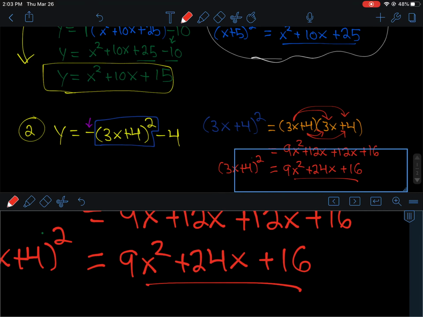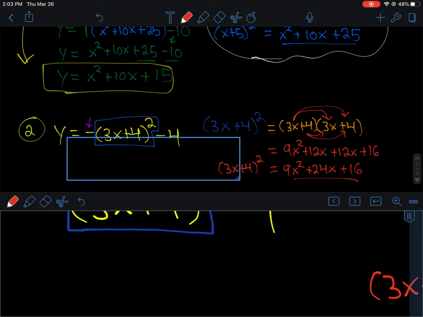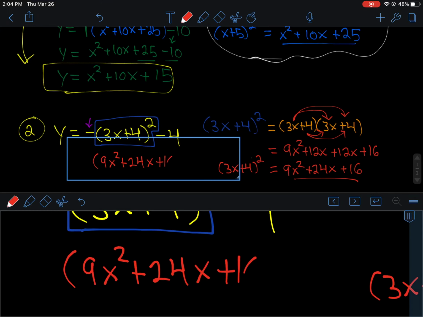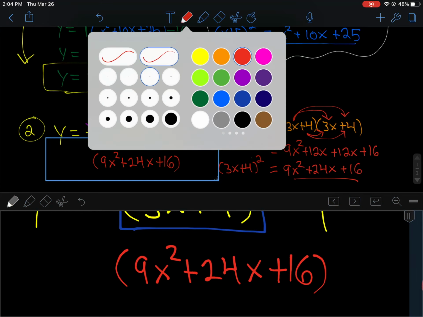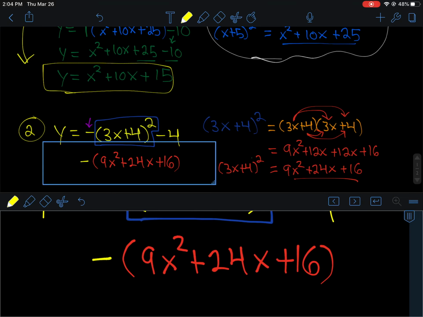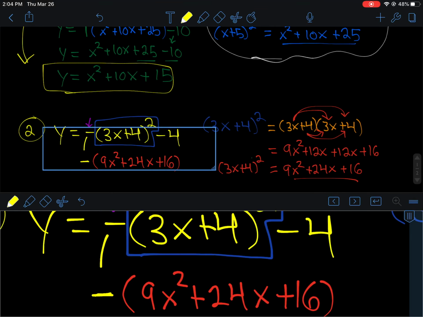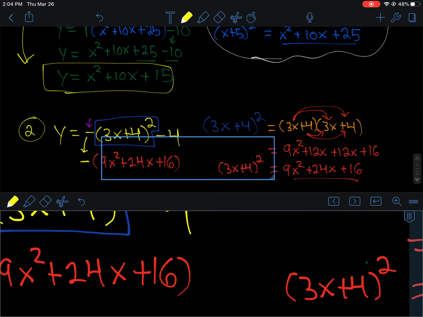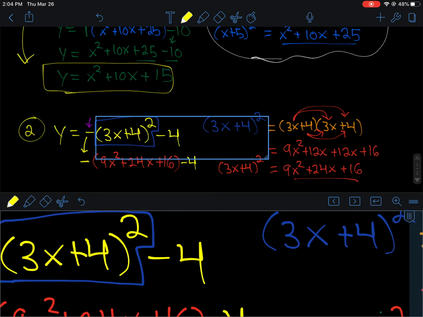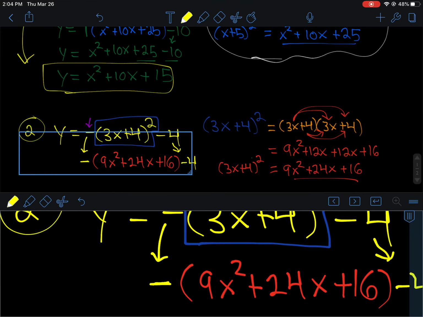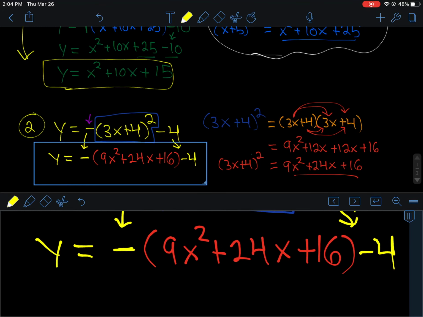Now, really, really important to focus here. Whatever this is going to be, 9x squared plus 24x plus 16, and what's in front of this parenthesis, remember, is this negative. So you just have to drop the negative down. And don't forget, we have a minus 4 still that's hanging outside. And then if you want to be really clean, make sure you have y equals. Now, this is what's important. I'm distributing the negative 1. This is what I'm distributing.